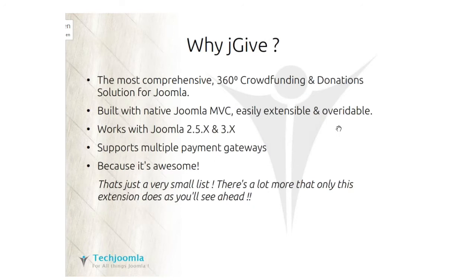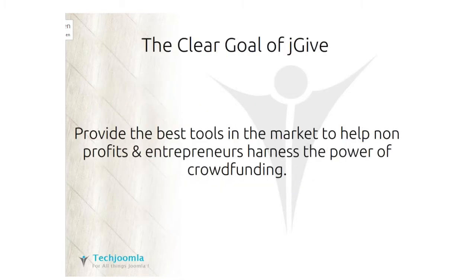So why Jgive? We believe Jgive is the most comprehensive 360-degree crowdfunding and donation solution for Joomla. It's built with Joomla MVC, easily extensible and overrideable. It works with Joomla 2.5 as well as 3.x. It supports a multitude of payment gateways, and it's really awesome. You'll see how awesome it is when we actually see it hands-on in the next few slides. With all our products, we try to have a very clear goal, and with Jgive, it is that we want to provide the best tools in the market to help non-profits and entrepreneurs harness the power of crowdfunding. And everything we have done in Jgive is towards this goal.